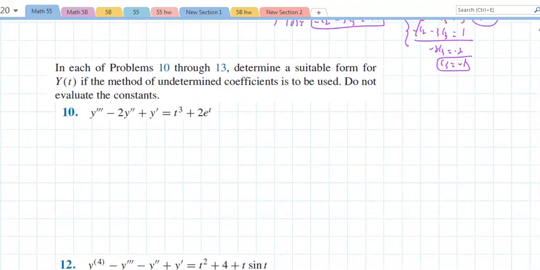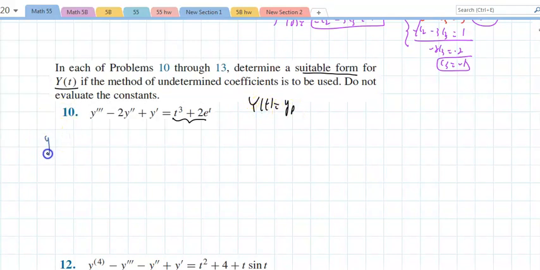Be careful when we do the exam, because I'm going to ask you to do this. It says determine a suitable form of the particular. Capital Y of t in this book is actually the particular. You really don't have to worry about the homogeneous. The only reason we need to find the homogeneous is to figure out if we need to modify this, nothing else. So, they just want the particular.